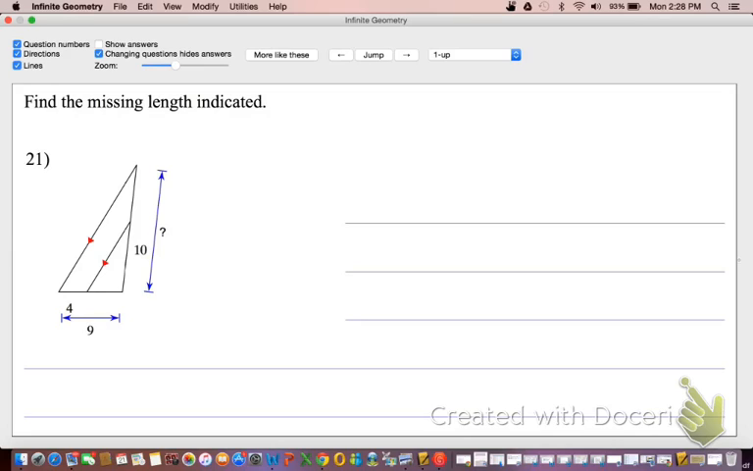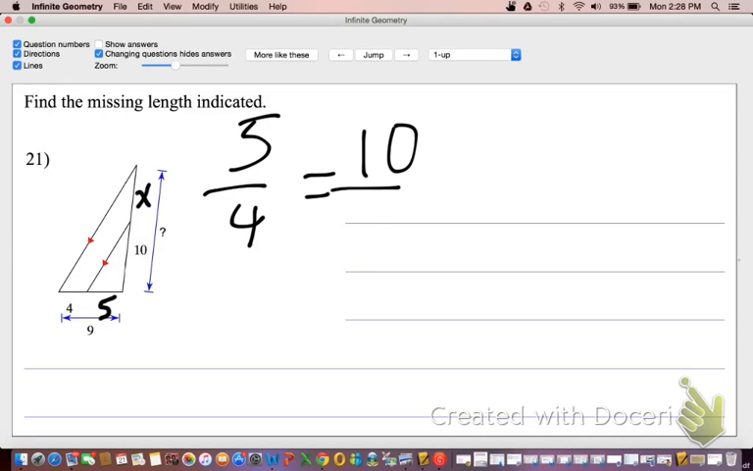Okay, find the missing length. Now we have to remember our proportionality rule. If this is 4, this is 5, obviously. So do we know what this is? No. So you set up a proportion: 5 over 4 equals 10 over x. So you cross multiply. 5x is 40, x is 8.